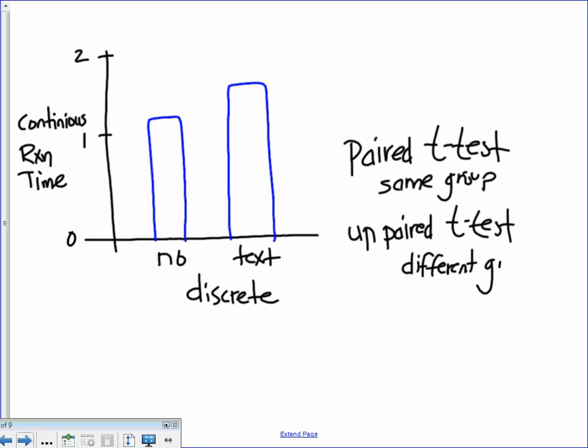So if I had arranged this differently and I had the texting data come from 2nd hour and the non-texting data come from 5th hour, that's 2 different test groups, 2 different groups of students, and that would be an unpaired t-test. We're going to be doing a paired t-test in this case. That's the one that we will most often use. And the t-test in general is one of the most commonly used tests in biology.